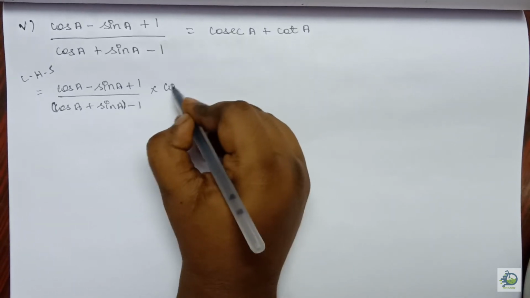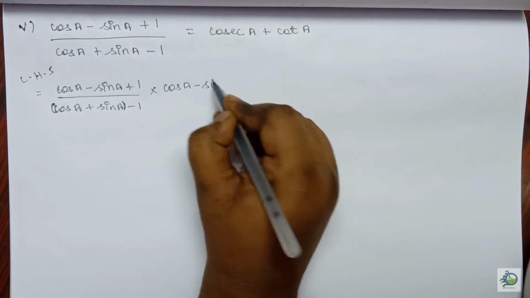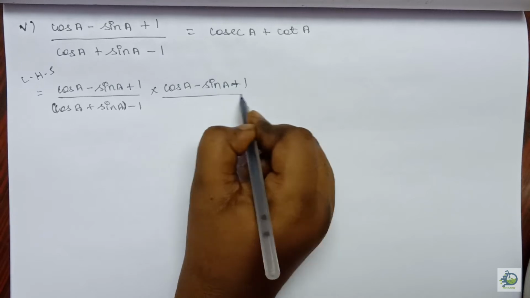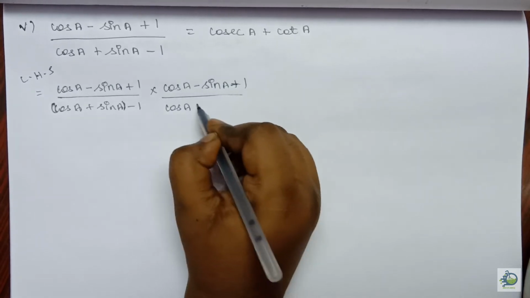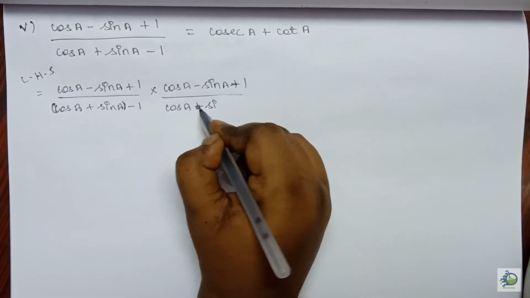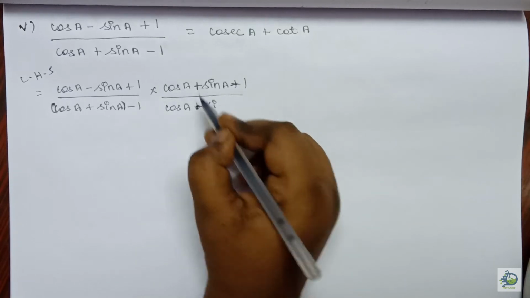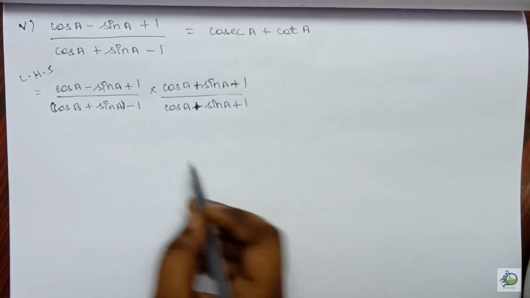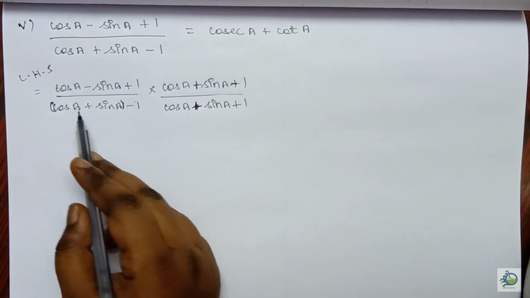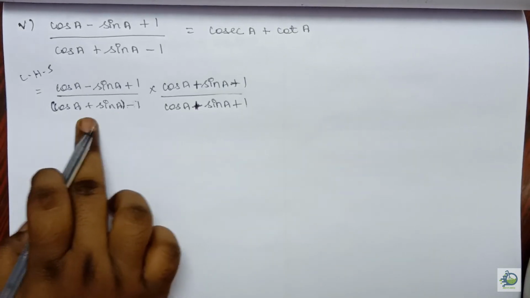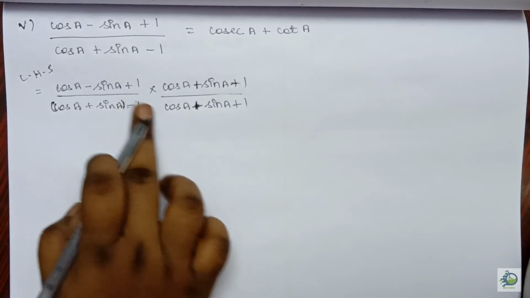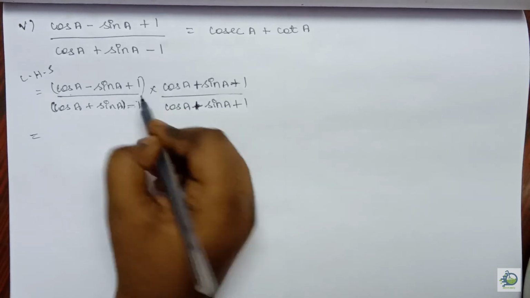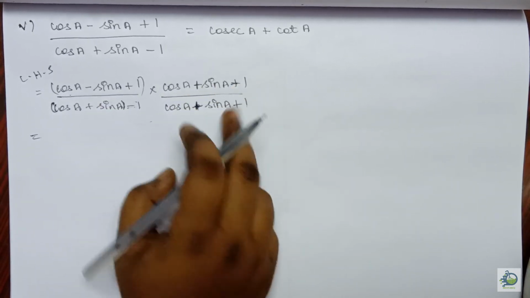So we will be changing the sign of 1. So into cos A minus sin A plus 1 divided by cos A plus sin A plus 1. Because we have to change only this sign, we are considering this as it is, and only the sign of 1 gets changed. Now we are going to multiply each and every term with each and every term of this.